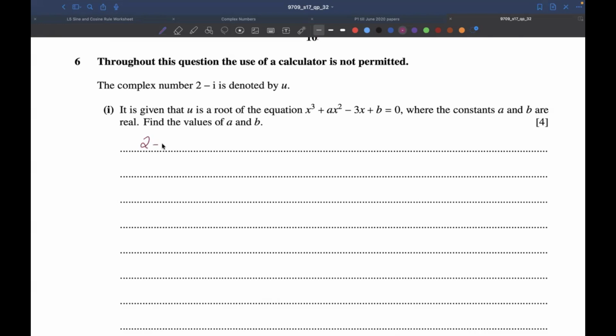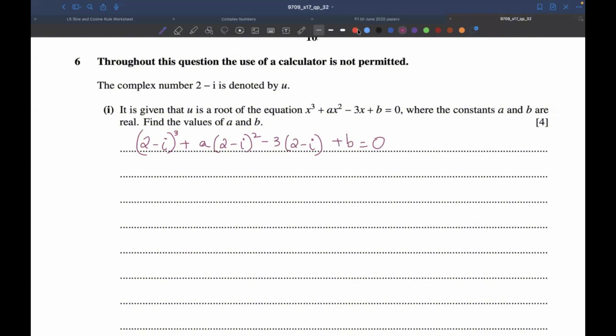So if you write (2 minus i) whole cube plus a into (2 minus i) whole square minus 3 into (2 minus i) plus b is equal to 0. Now, what we know about the roots of a complex number is that if one of the roots is 2 minus i, then the other root will be 2 plus i. So we can also substitute 2 plus i to make the second equation, and then we can solve these two equations simultaneously.